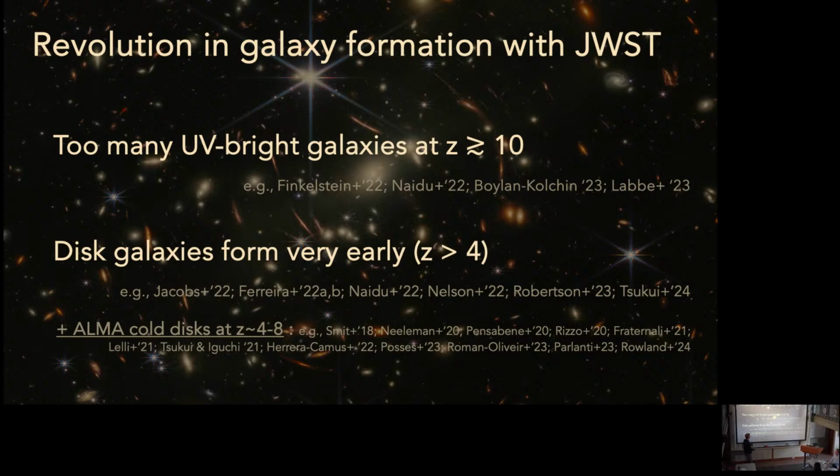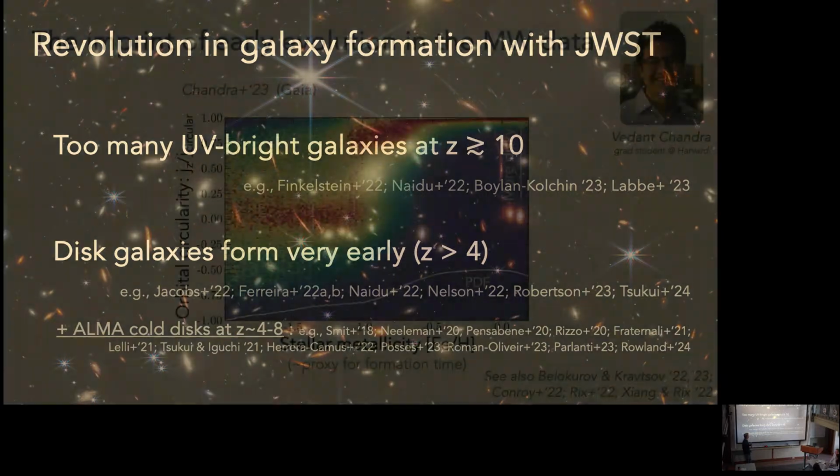But now with JWST, we see these galaxies in rest-frame optical. Earlier with ALMA, we had access to ISM kinematics at these high redshifts, and it became clear that these galaxies are in fact ubiquitous at these high redshifts. So it means that they can form much earlier than we thought.